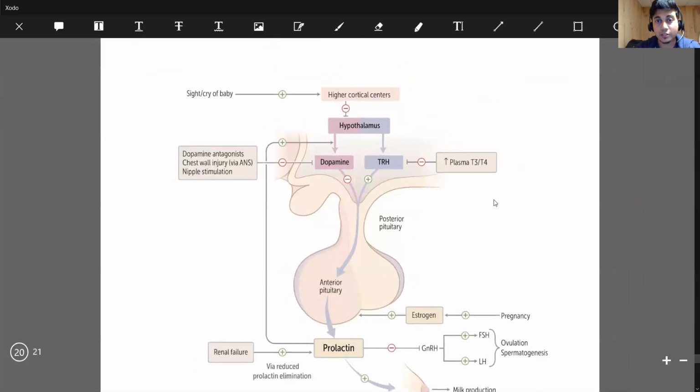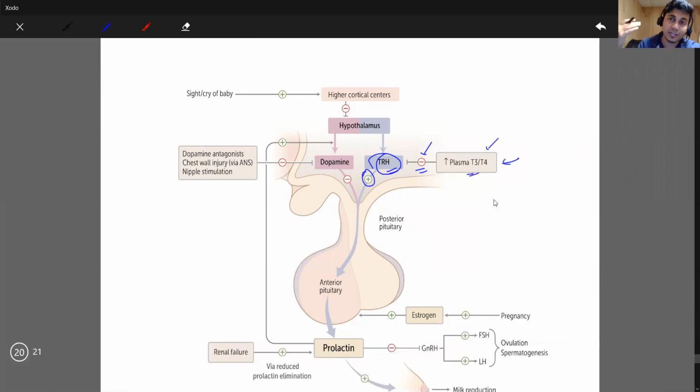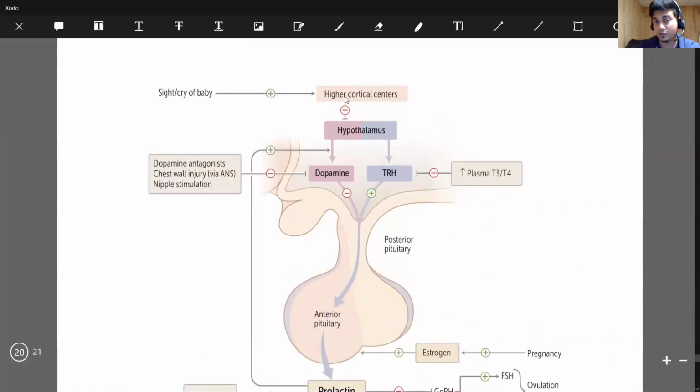Now, how is this prolactin regulated? One thing you see is that TRH stimulates the prolactin release, and TRH itself has a negative feedback from increased plasma T3, T4. That means if the thyroid hormone increases in the blood, it inhibits the TRH release. Now, if there is hypothyroidism, this negative feedback will not work, so the TRH will be there, and this TRH will stimulate the anterior pituitary to release prolactin.